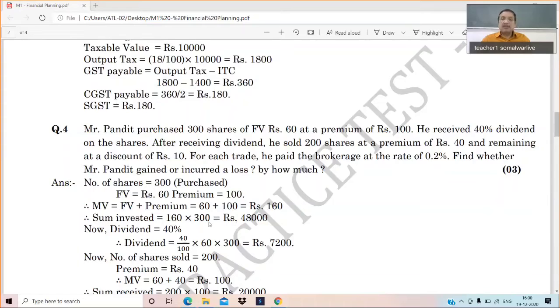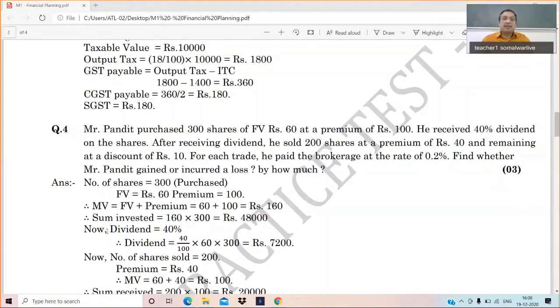Yes, you have one question. Yes, I know, the brokerage should be here, but you can calculate the brokerage here also and separate it from 48,000, or you can calculate it at the last also.